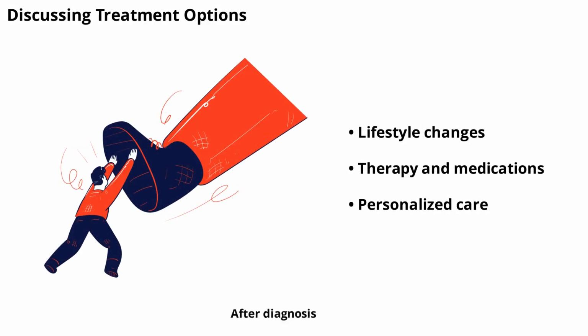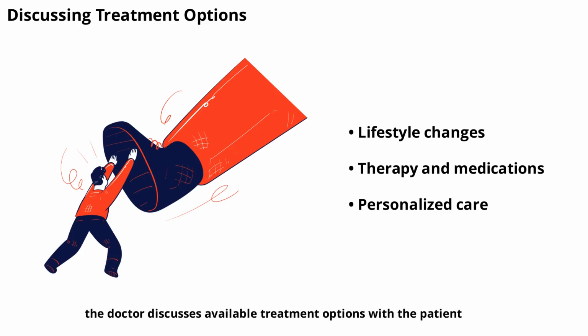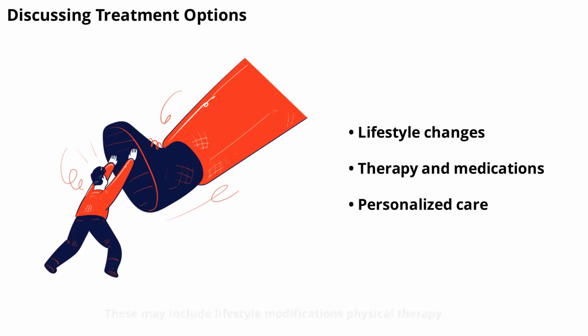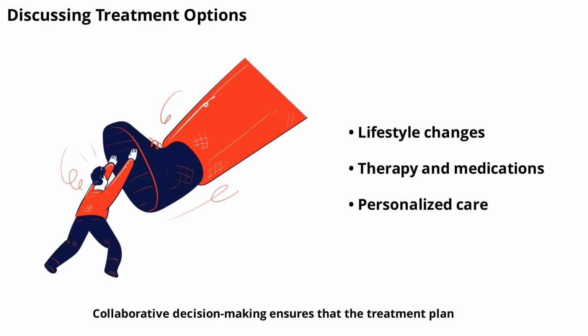After diagnosis, the doctor discusses available treatment options with the patient. These may include lifestyle modifications, physical therapy, medications, or, in severe cases, surgical interventions. The choice of treatment depends on the severity of the disease, the patient's preferences, and overall health. Collaborative decision-making ensures that the treatment plan is tailored to the patient's needs and goals.